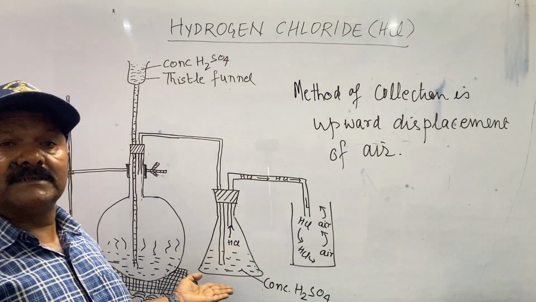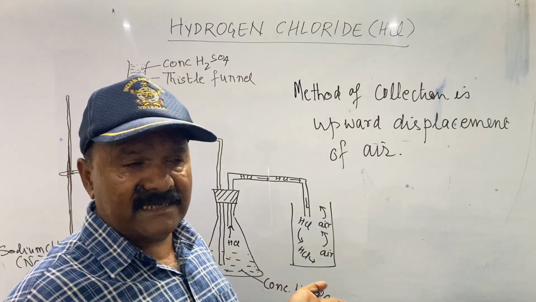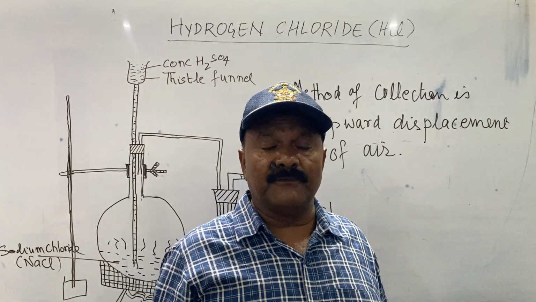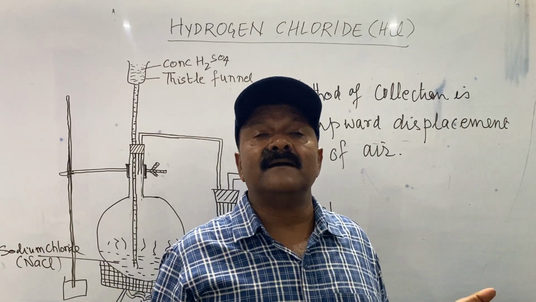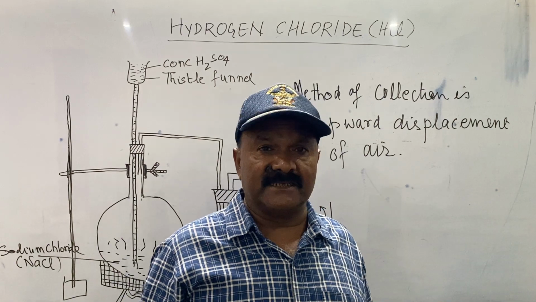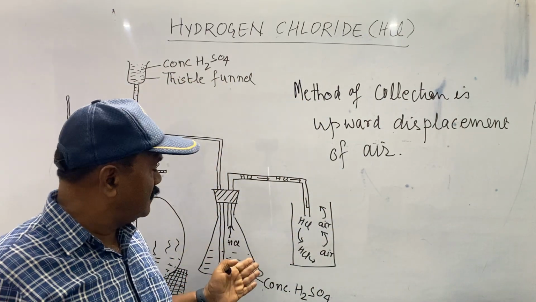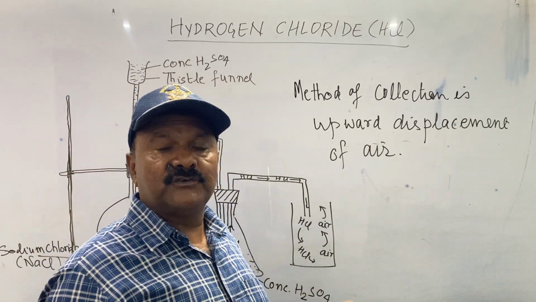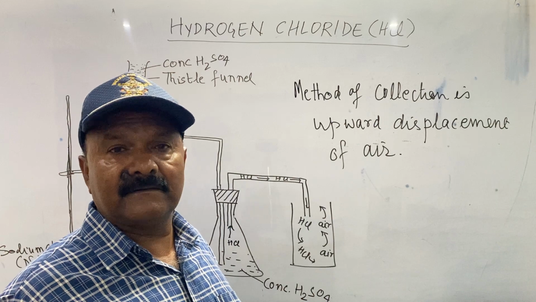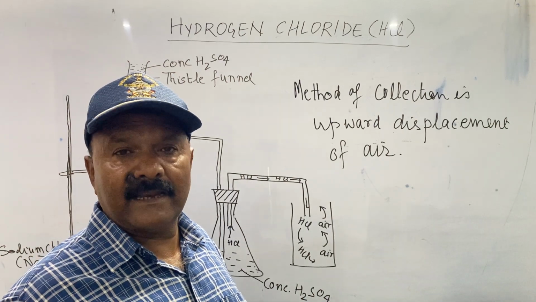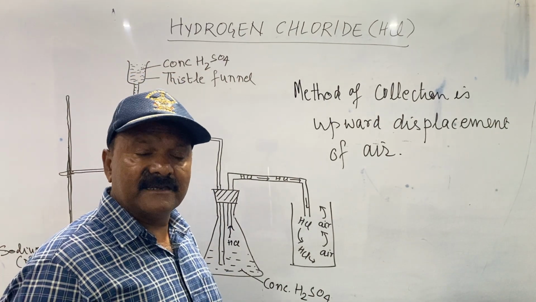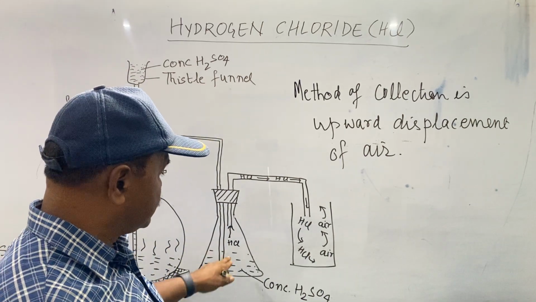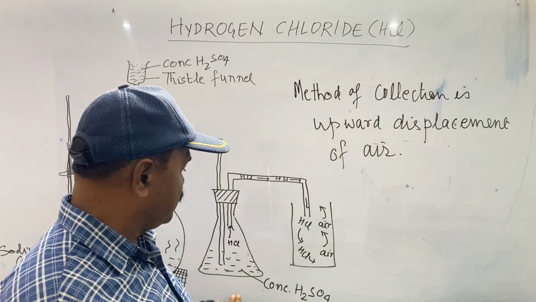We cannot use other drying agents. There are some other drying agents like quicklime, which is calcium oxide. We cannot use it. Why? Because calcium oxide is alkaline. It's basic in nature. So that will react with the HCl gas and will form salt and water, calcium chloride and water. So it will react because calcium oxide is basic in nature. That's the reason we are not using other drying agents over here.